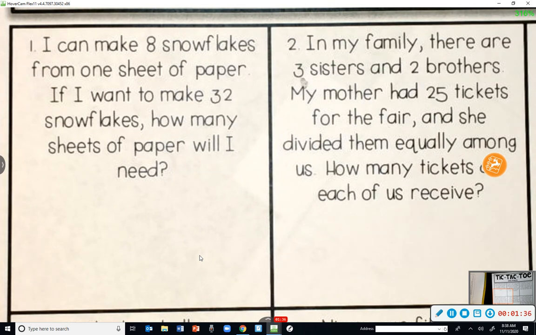It says, I can make 8 snowflakes from one sheet of paper. If I want to make 32 snowflakes, how many sheets of paper will I need? 4. Okay? 4. So we've already worked it out. Good, I see equal groups. I see an array.